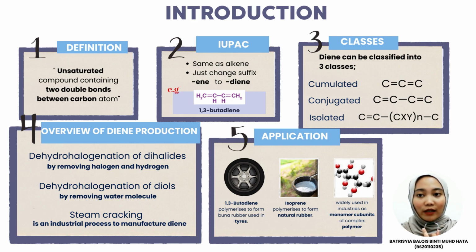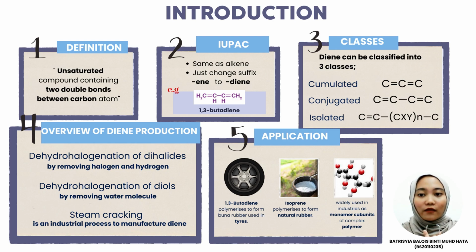is 1,3-butadiene. Next, diene can be classified into three: cumulated, in which the double bonds are adjacent; conjugated, in which the double bonds are separated by one single bond; and lastly isolated, which is the same as conjugated but it is separated by more than one single bond.